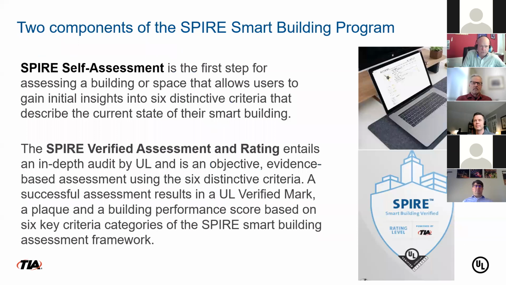I'm going to talk a little about the SPIRE tool that we built with UL. It has a two-step process to determine the building's intelligence. One is a self-assessment tool. This is actually a free tool. You can register for it online on UL's website and take your building through. Again, that's 6 different criteria, with multiple questions on these criteria.